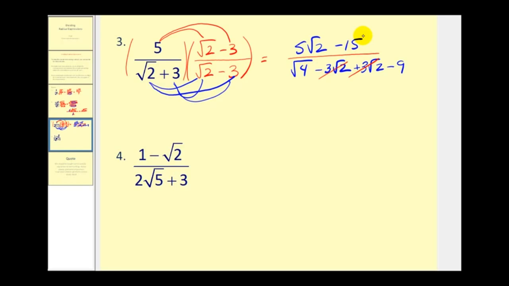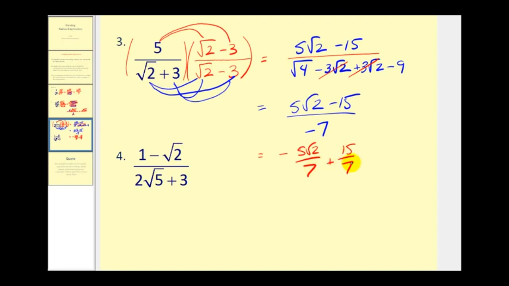Okay, let's finish simplifying our denominator. Square root of 4 would be 2. 2 minus 9 would be negative 7. Then our numerator is 5 square root 2 minus 15. Now there are a variety of ways to leave this answer. A lot of times textbooks don't like to have a negative in the denominator, so we could rewrite this as 2 separate fractions. We would have negative 5 square root 2 over 7. And here we'd have a negative 15 divided by a negative 7. That'd be plus 15 sevenths.